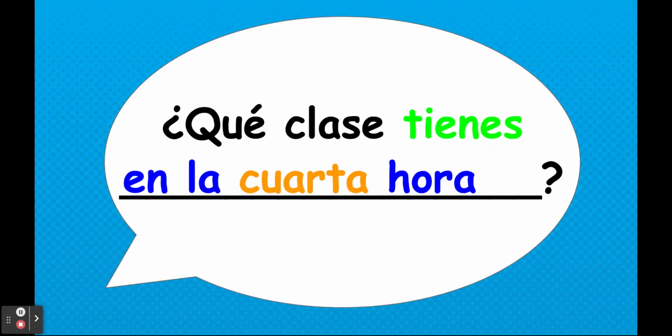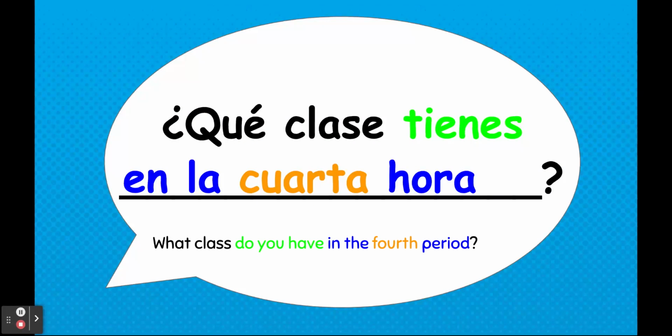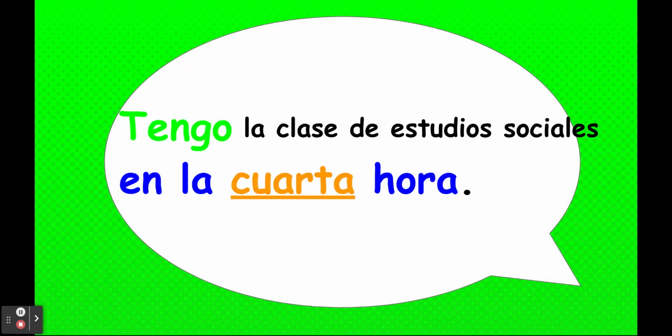Next, ¿qué clase tienes en la cuarta hora? What class do you have in fourth period? And we might answer back and say something like, Tengo la clase de estudios sociales en la cuarta hora. I have social studies class in fourth period.